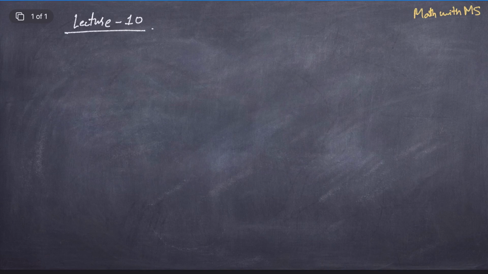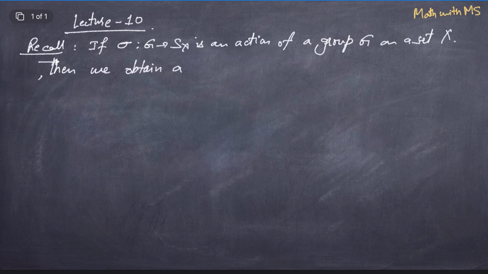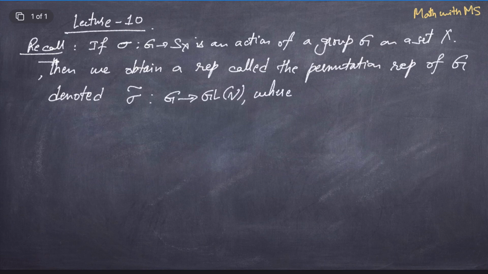Let me recall briefly for you about permutation representations. If sigma from G to S of X is an action of a group G on a set X, then we obtain a representation called the permutation representation of G, denoted by sigma tilde, from G to GL(V), where V is an abstract vector space spanned by the set X, or we can also take V to be the underlying vector space of the group algebra. So V is simply C of X.